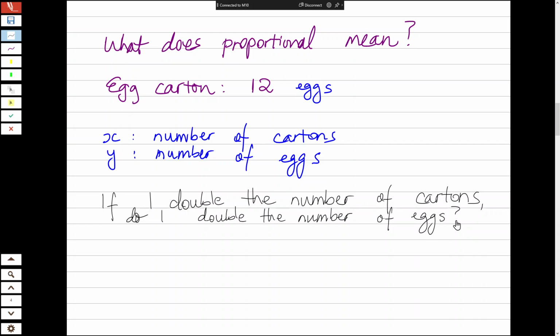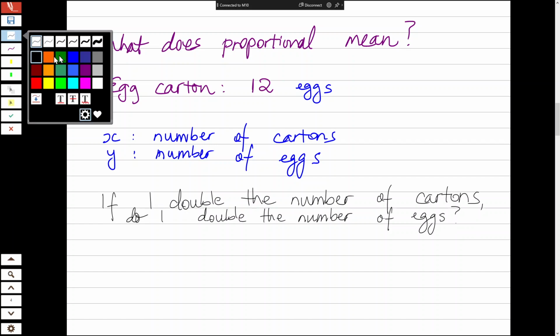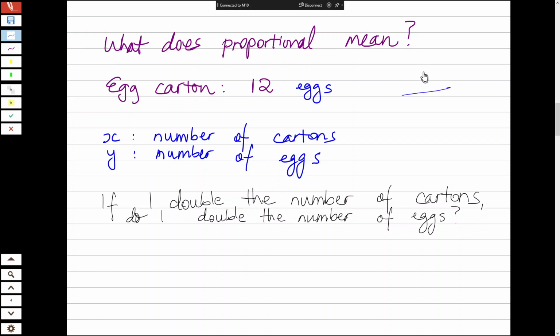Okay, so if I have one carton, let me draw a table. Let's go back to something that you're familiar with. So you've probably done something like this, right? x and y. Okay, so if I have one carton, how many eggs do I have? All right. If I double x to 2, yes. But where do you get proportional from? Okay, this is an example of something that's proportional.